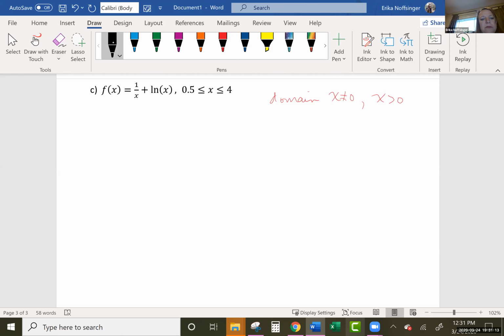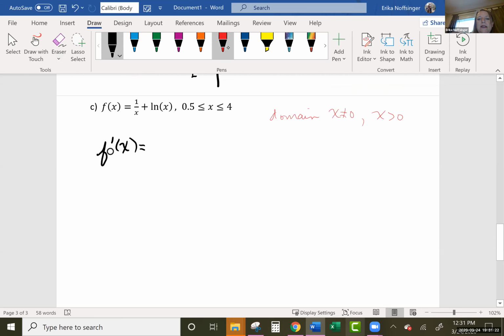So we need to find f prime of x. Well, think of 1 over x. If we rewrite that as x to the -1 power, when we take the derivative, we bring down our power of -1 times x, and then subtract 1 from the power, which gives -2. Plus the derivative of natural log is 1 over what you're taking the natural log of, which is x, times the derivative of x, which is 1. And so this is equal to -1 over x squared plus 1 over x.